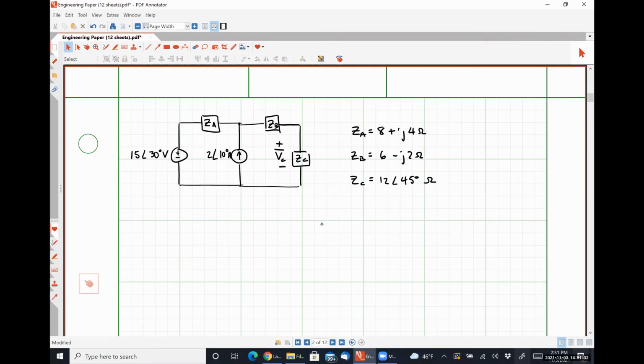So let's talk about other ways that we could solve this. Anybody have any thoughts? Superposition is now off the table. Source transformation with the voltage source and combine the new current source with the original. Absolutely. So method number 2, source transformation.